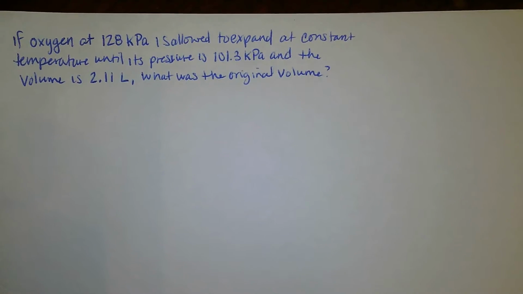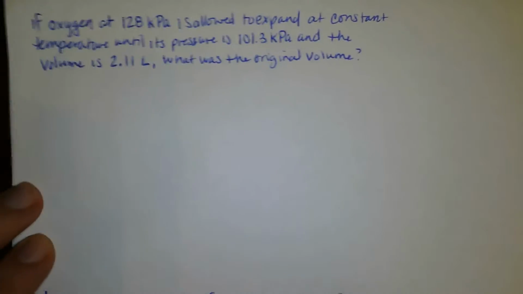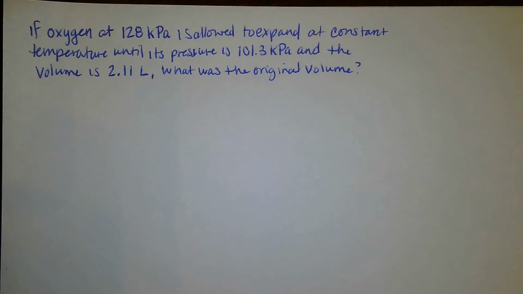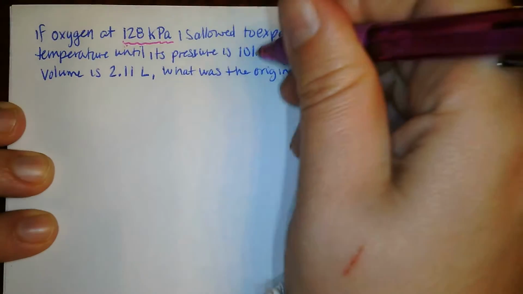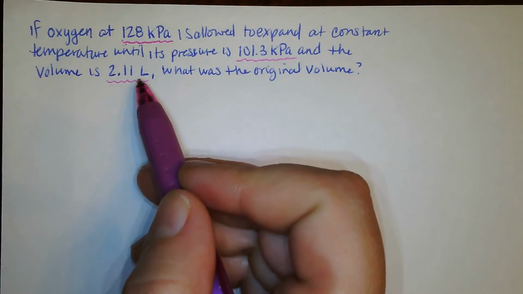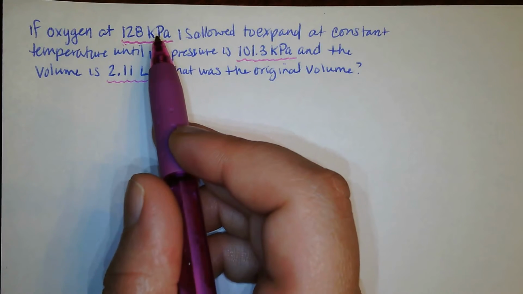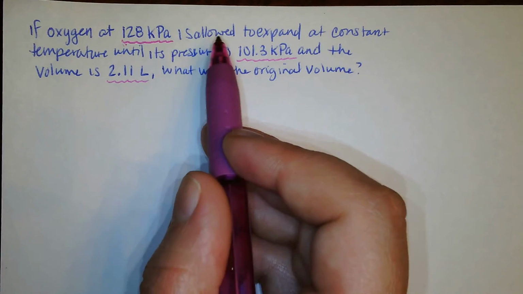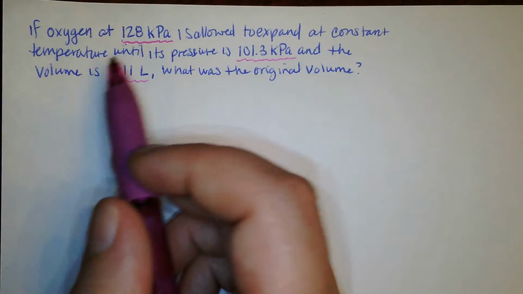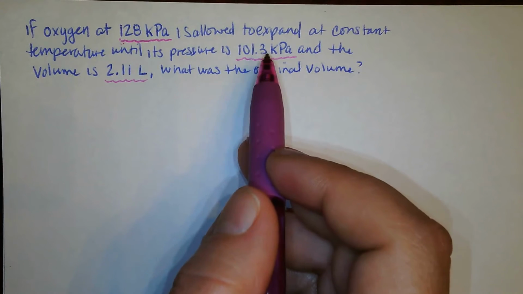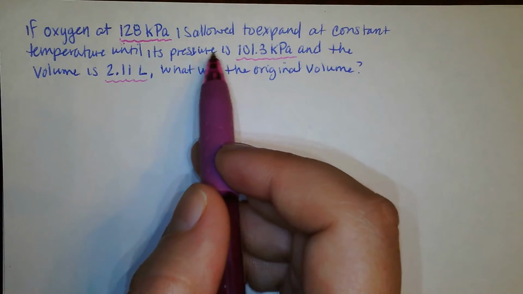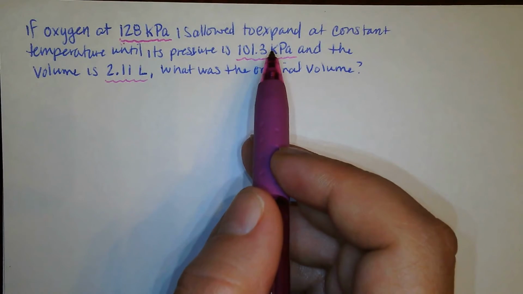Now, you're going to see some units that you might not be familiar with, but if you do, don't worry too much. Just read the problem and understand what it is. So I'm going to underline some stuff. 128 kPa, 101.3 kPa, and 2.11 L. Well, I know L is liters. This kPa, initially I'm not sure what that is, but I read this, is allowed to expand at constant temperature, which means the temperature is not changing, until its pressure is 101.3 kPa. So by reading this, this should tell you that kPa is a unit of pressure.